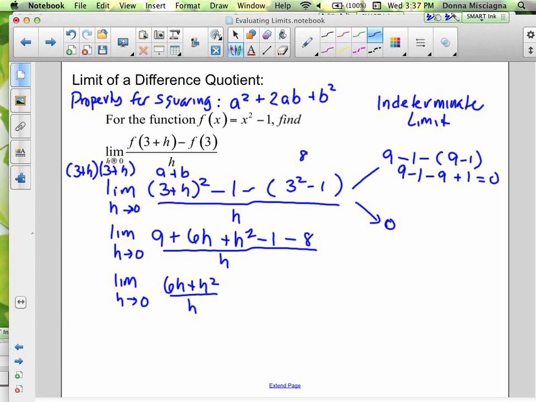And notice if I were to plug in 0, I would still have the numerator going to 0 and the denominator going to 0. We're going to have to reduce first. So let's factor out an h. So its limit as h goes to 0. And we're going to just factor out the h, and we'll have 6 plus h in the numerator and h in the denominator. That would cancel. So now I have the limit as, oops, not x, h.